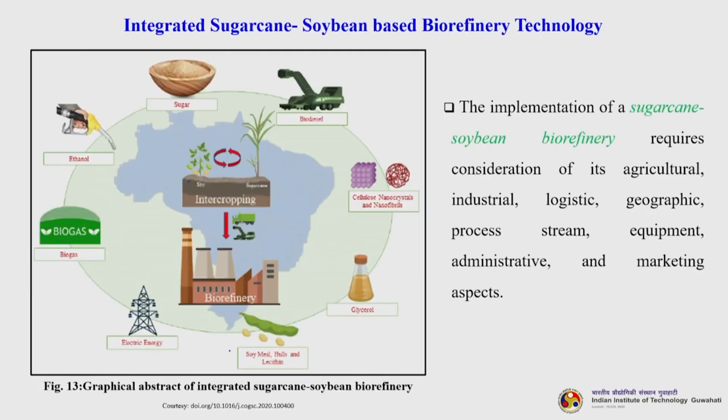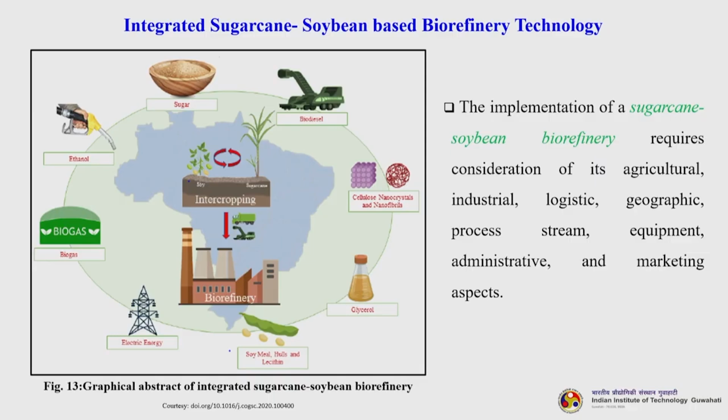So, this is the integrated sugarcane soybean based biorefinery. Please understand two things here: both sugarcane and soybean are being combined together. So, you can see this is the graphical abstract of the integrated sugarcane soybean biorefinery process. The implementation of a sugarcane soybean biorefinery requires consideration of its agricultural, industrial, logistic, geographic, process stream, equipment, administrative and marketing aspects. So, many things have to be taken care of.